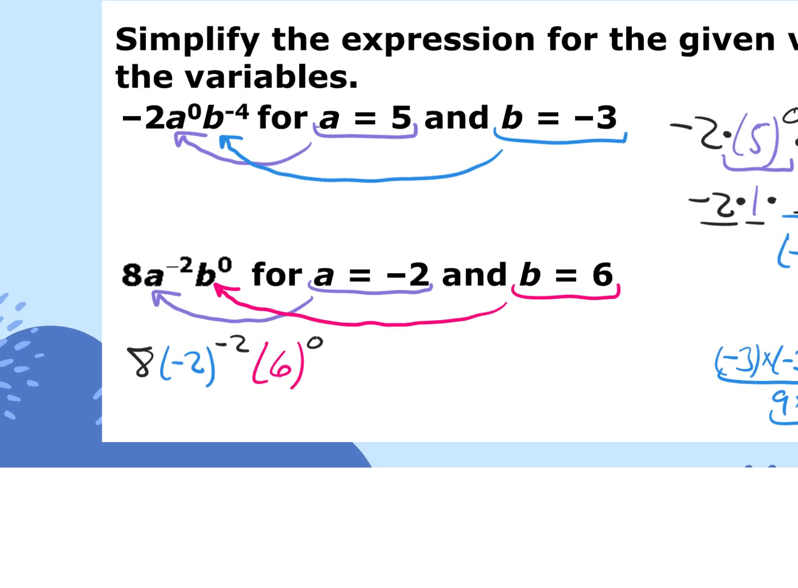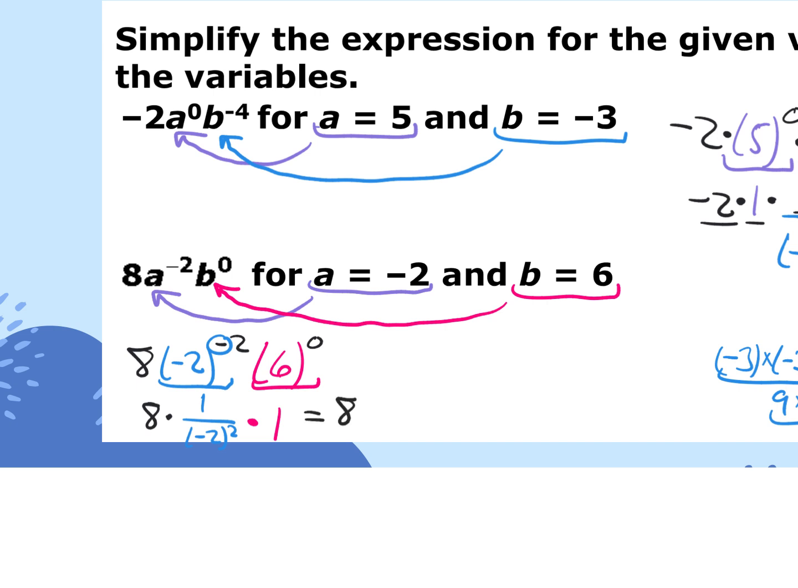So again, doing order of operations, you do your exponents first. So 8 stays the same. And then negative 2 to the negative 2nd power. Again, this negative exponent is going to bring whatever you have to the bottom. So it's going to become 1 over negative 2 to the 2nd power. And then I have a 6 to the 0 power. Anything to the 0 power is going to get you 1. So then I'm going to go ahead and simplify this a little bit.